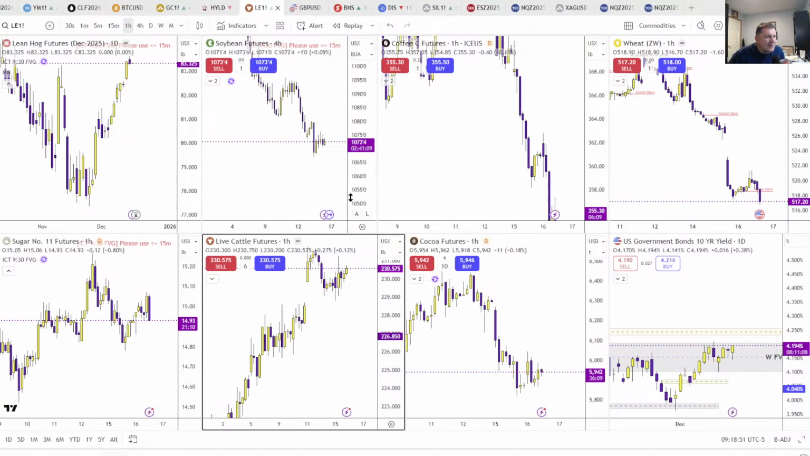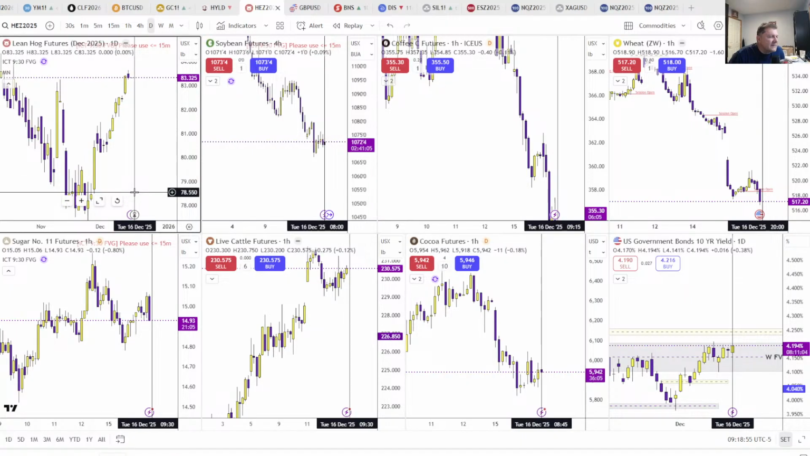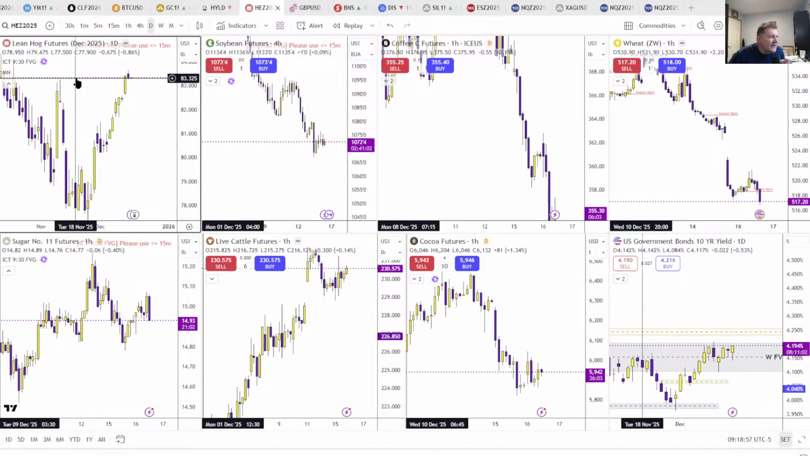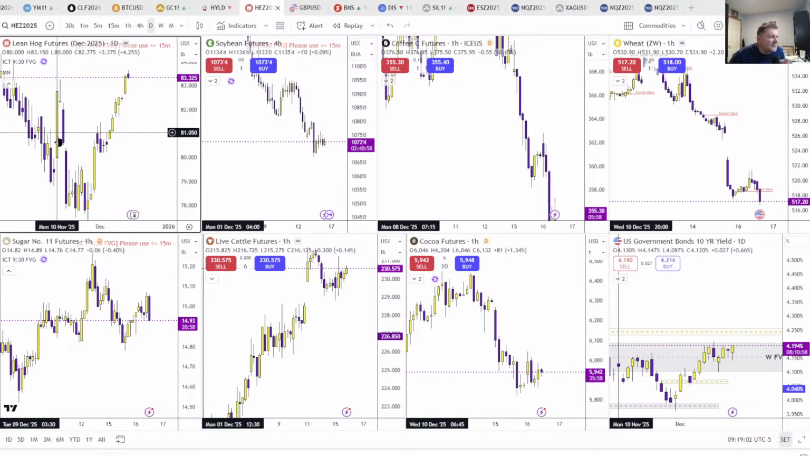What's happening with our little piggies and stuff? Little piggies on the run still. Broken that high now with a close. Now you want to see this candle. Unfortunately, it's this whole thing right here. That's quite a lot to drop.